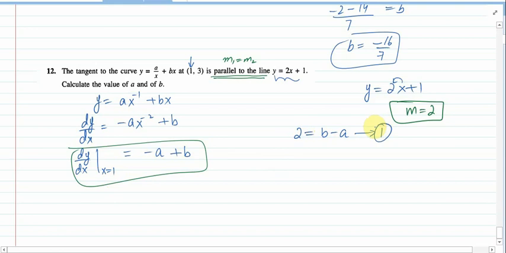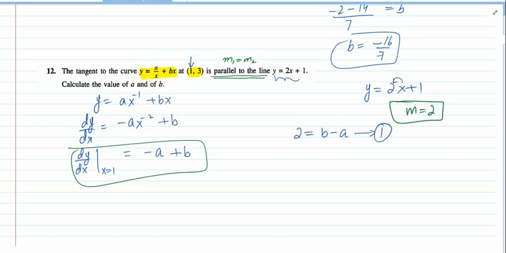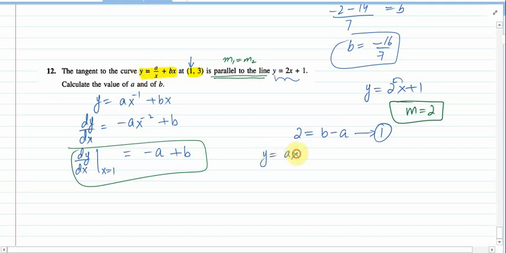All right. Now how are you going to make the second one? That is very simple. The tangent to the curve at (1, 3). The values of x and y are given, so I will put those values in my current equation, right? So what is the equation? The equation is y equals ax to the power minus 1 plus bx. I will put x is 1 and y is 3, so it will be 3 equals a plus b. That is my second equation.